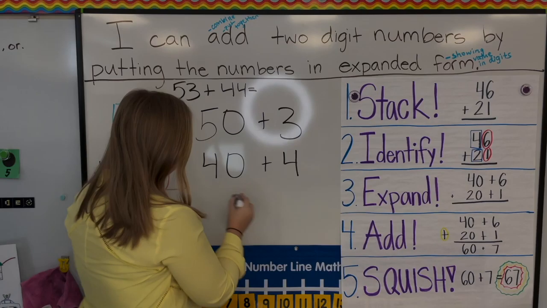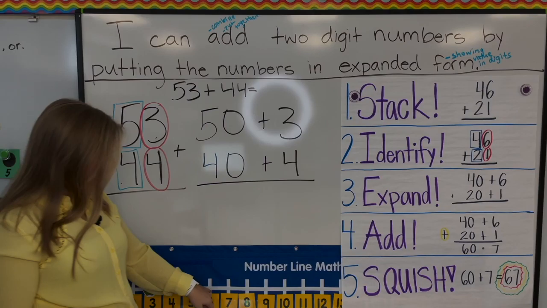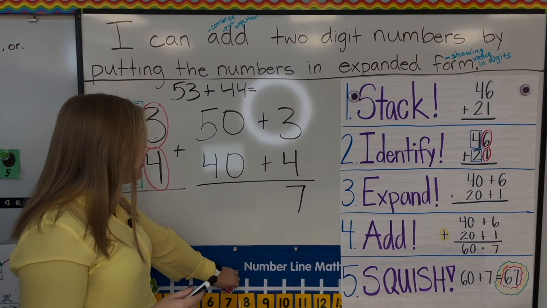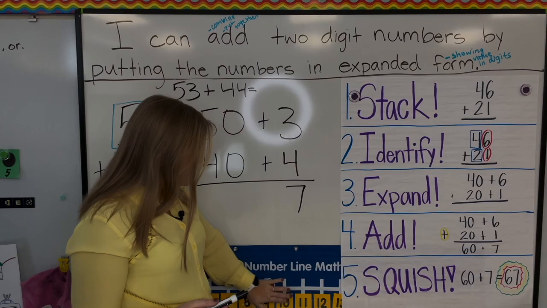First, I'm gonna add the numbers in my ones place. I have a three plus four. One, two, three, four. So 3 plus 4 equals 7. Now I can add together my tens. It's going to be 5 tens plus 4 tens. 5 tens plus 1, 2, 3, 4 tens is 9 tens, or 90.